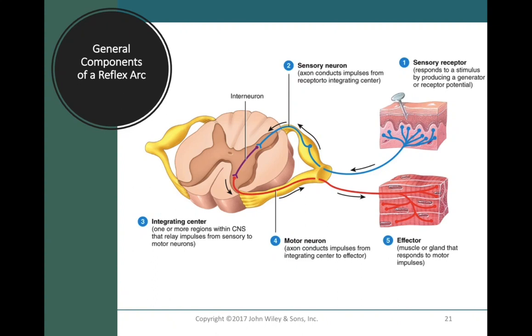So the interneuron is going to synapse with the motor neuron, which will eventually tell the effectors what to do and to allow our bodies to produce some type of response. So as we go through our specific reflexes on the next few slides, we're going to see that each reflex, while individually special, is still going to maintain each of these components of a reflex arc.